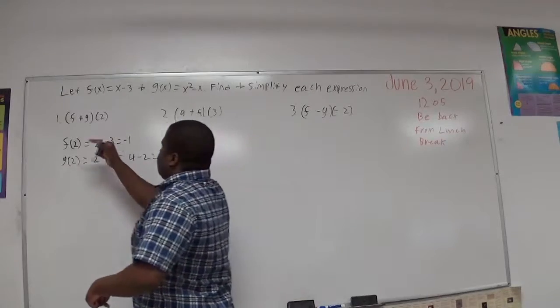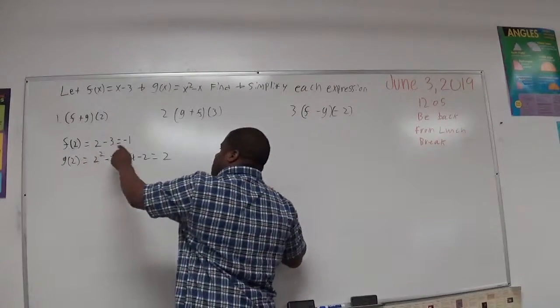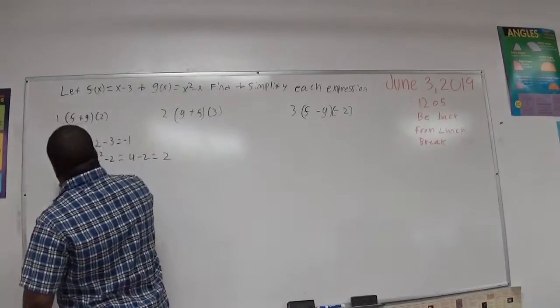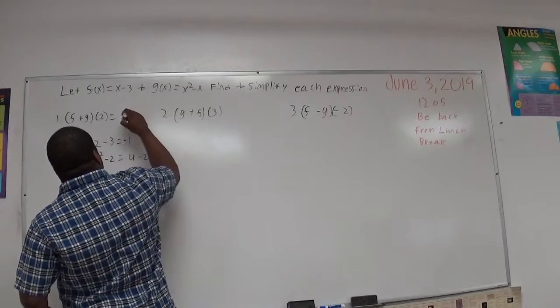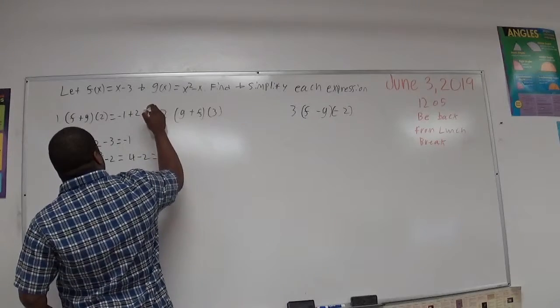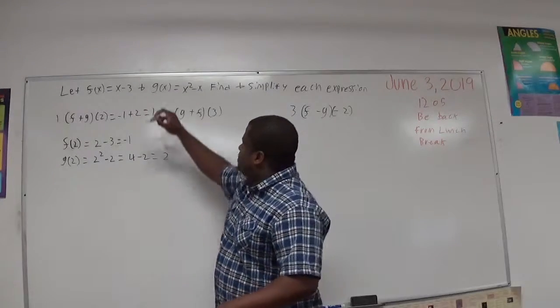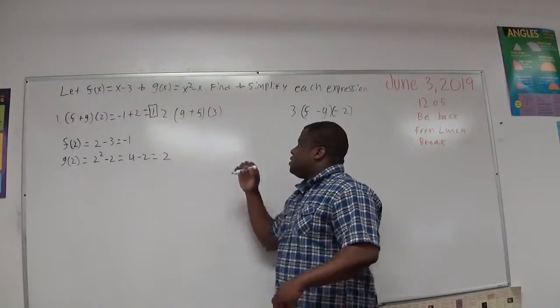And now I'm going to follow with f plus g. So now that I know what f of 2 is and g of 2 is, I'm just going to add them. So I know f plus g of 2 is negative 1 plus 2, which equals 1. Pretty simple. Okay, let's go on to the next guy.